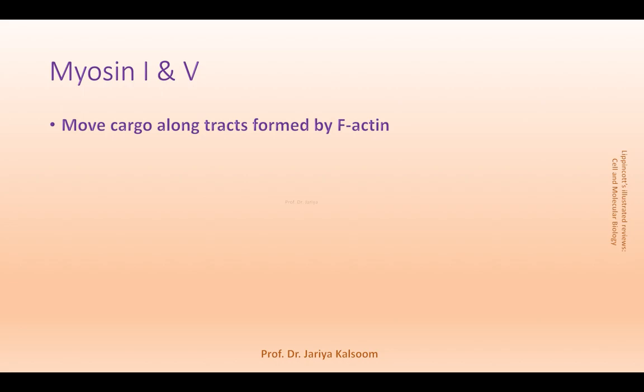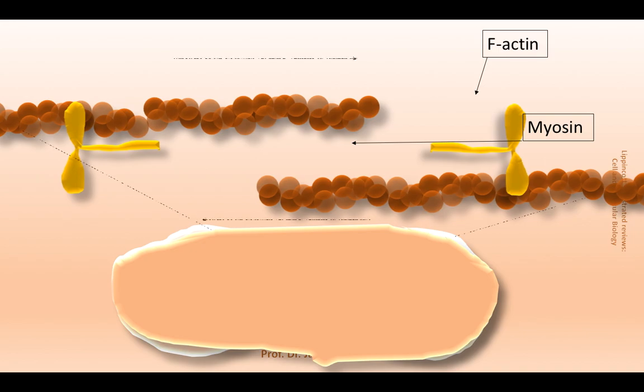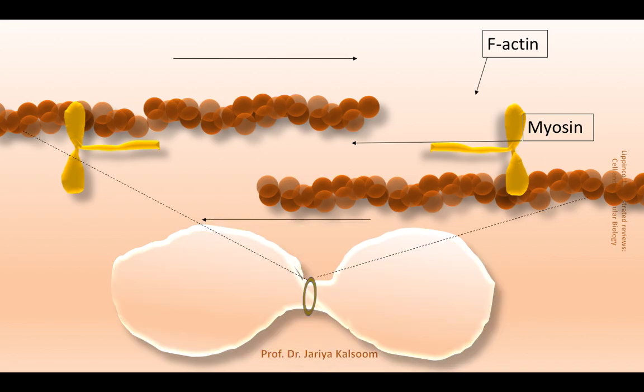Myosin is also an actin binding protein. Myosin 1 and 5 help to move materials on tracts formed by the actin, whereas myosin 2 helps actin filaments in the cell cortex to maintain cell shape. This is an animated representation of the role of actin and myosin in cytokinesis, or pinching off of cytoplasm, when myosin 2 slides actin filaments over each other to mediate local contractions.